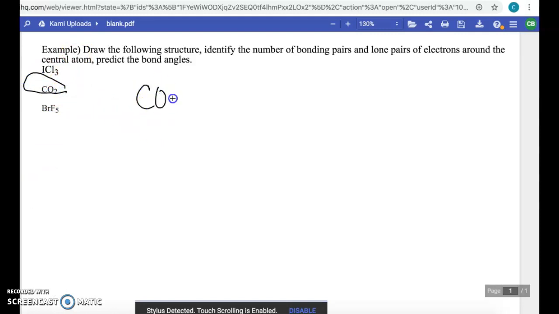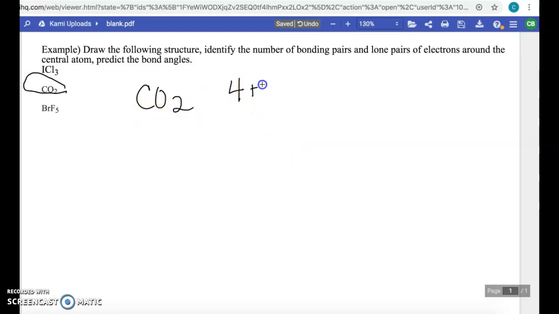So if we're looking at carbon dioxide, our first step in order to determine our shape and everything else is to actually draw it. So let's draw the Lewis structure. We have 4 valence electrons from carbon, 6 valence electrons from oxygen, for a total of 16 electrons. Carbon is our least electronegative. It's going to be our central atom, the one in the middle.